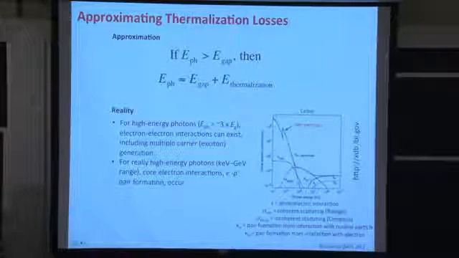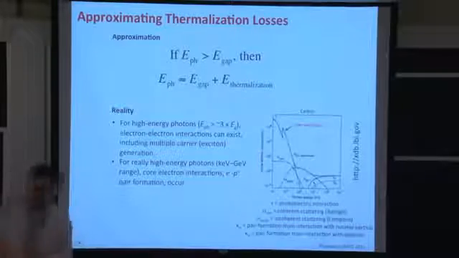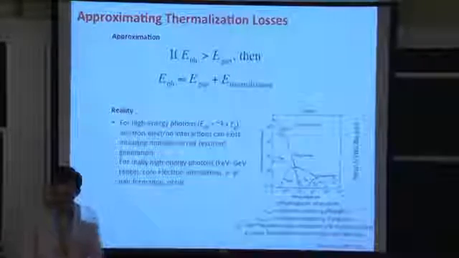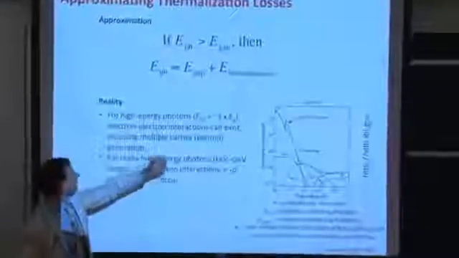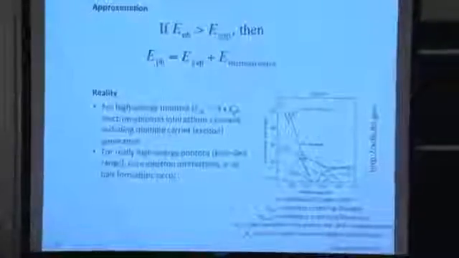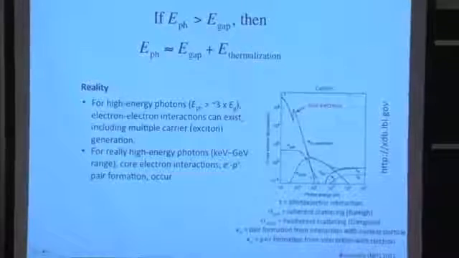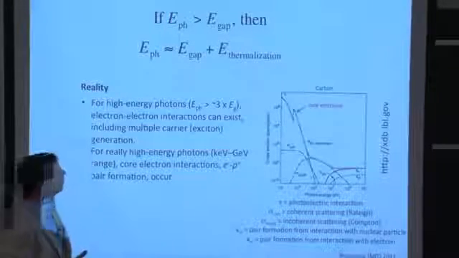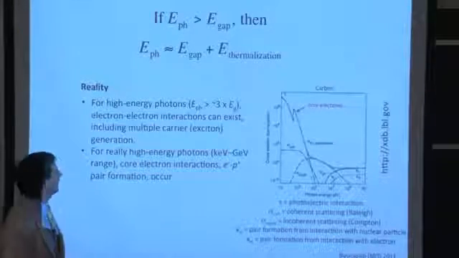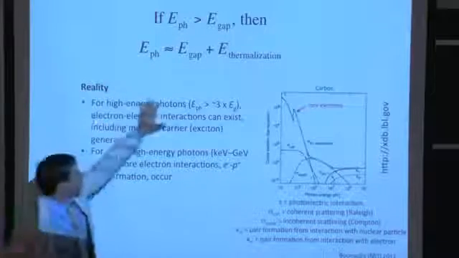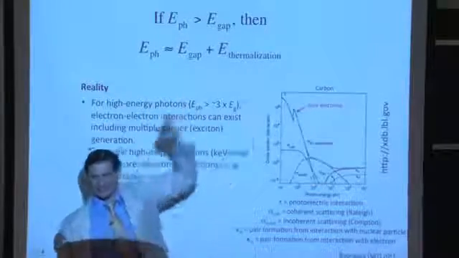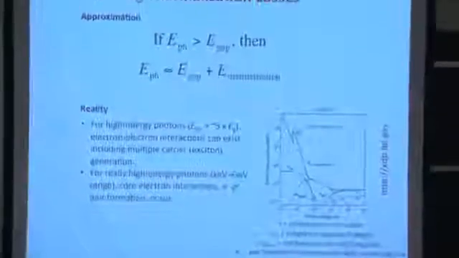Approximating thermalization losses now. We want to calculate the amount of energy lost, of incident sunlight lost due to thermalization, due to heat. And we're going to say here that if the photon energy is greater than the bandgap, then the photon energy is approximately the bandgap plus thermalization. Another way to put it would be the thermalization is approximately the photon energy minus the bandgap energy. So that's, well, I kind of wanted to hide all this down here. Forget this exists right now. Let's focus on that top part. So that's the easy way of thinking about it.